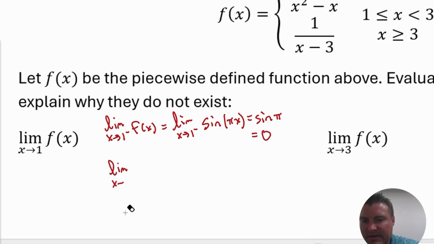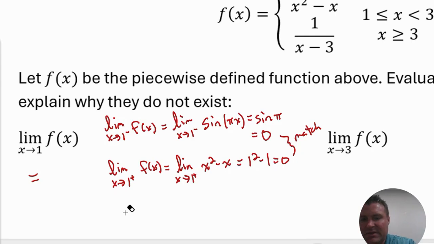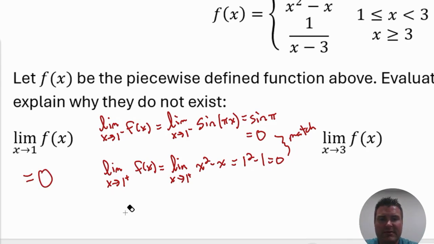We're going to do the limit as x approaches 1 to the right of f of x. And when I do that, that's actually going to be the middle piece, since the middle piece has the boundaries between 1 and 3. 1 to the right is just between 1 and 3, so it's going to be x squared minus x. If I do a direct plug-in for 1, I'm going to get 1 squared minus 1, which is 0. These do match. Because these do match, this does now equal that same value, which is 0. So we can find the limit as x approaches 1.